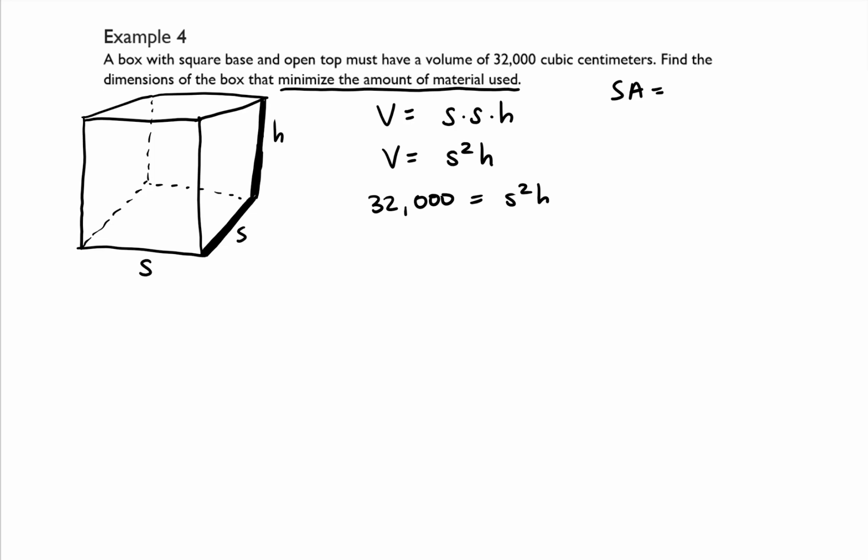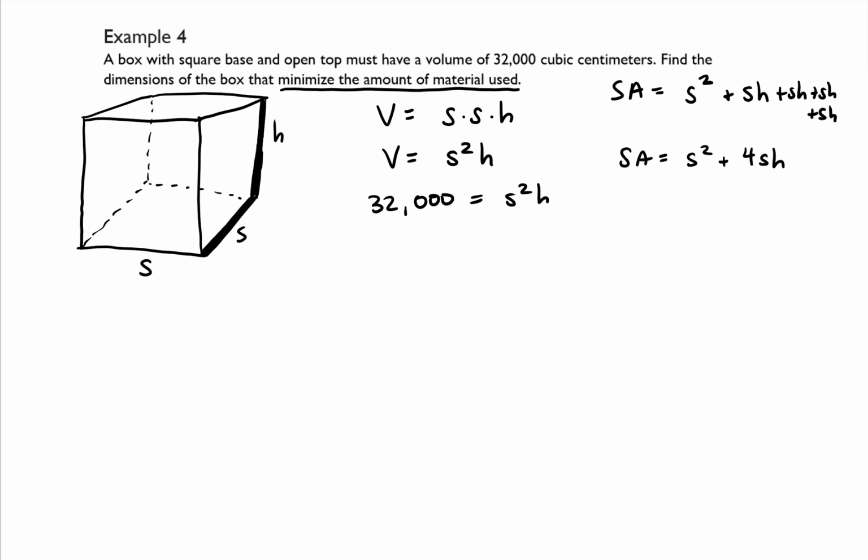So the bottom face has an area, it's a square, so it's S squared. And then each of the 4 side faces, those all have dimensions S by H. So SH plus SH plus SH plus SH. And those represent the 4 sides. So if I combine that, then the surface area is going to be S squared plus 4SH.